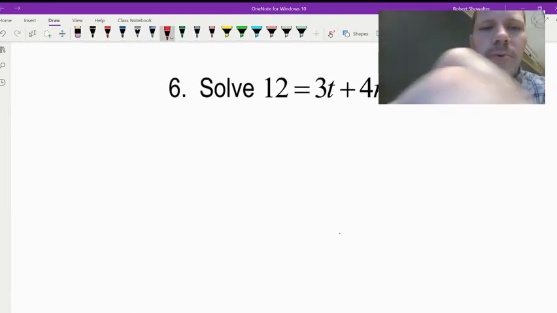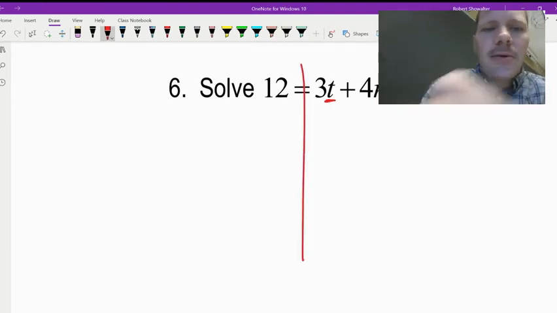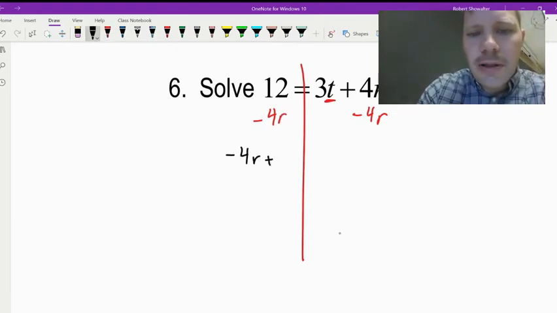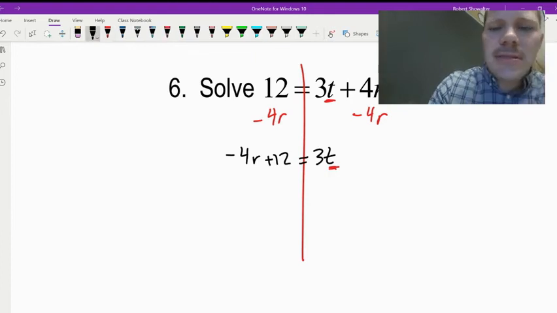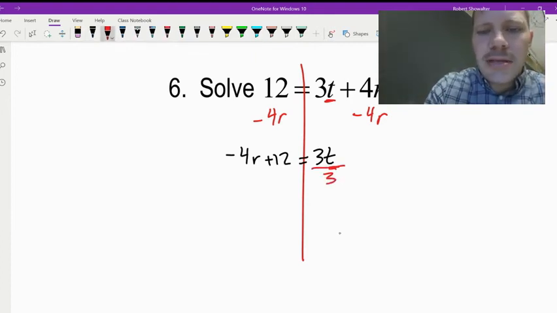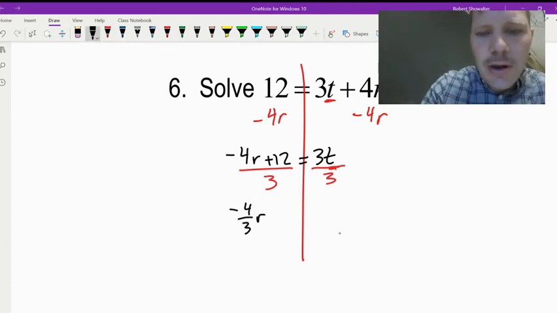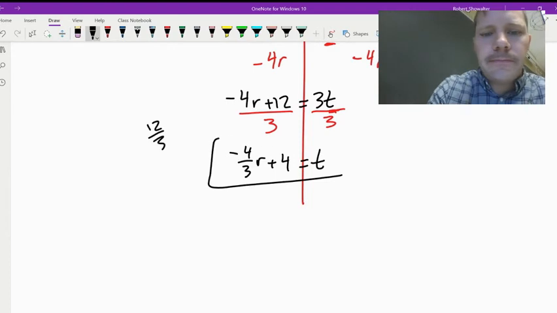Solve for T. So we identify where T is and we solve it. So we dig that out. So we're going to do minus 4R, and I'm going to write that first. So negative 4R plus 12 equals 3T. Again, we are solving for T. It's 3 times T. So we're going to divide both sides by 3, which gives us negative 4/3 R plus 4. And that's going to equal T because 12 over 3 is 4.